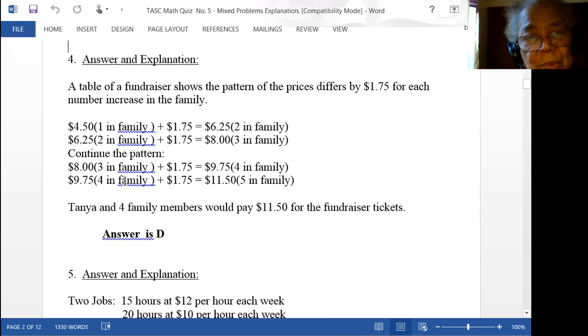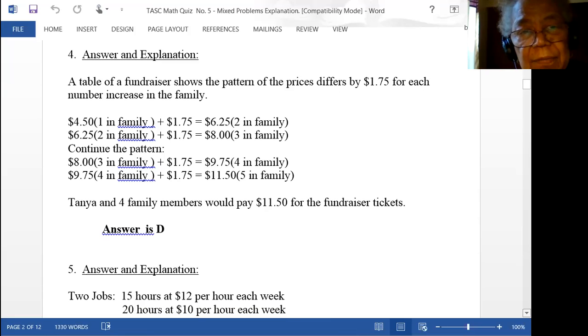Now, if we continue the pattern, notice for 3 in the family, which is a total of 4, is $8 plus $1.75 or $9.75. When we get to what we're looking for, $9.75 for 4 in the family plus $1.75 gives you $11.50. That's Tanya and 4 of her family members for a total of 5. So our answer is D. Okay, let's go to number 5.